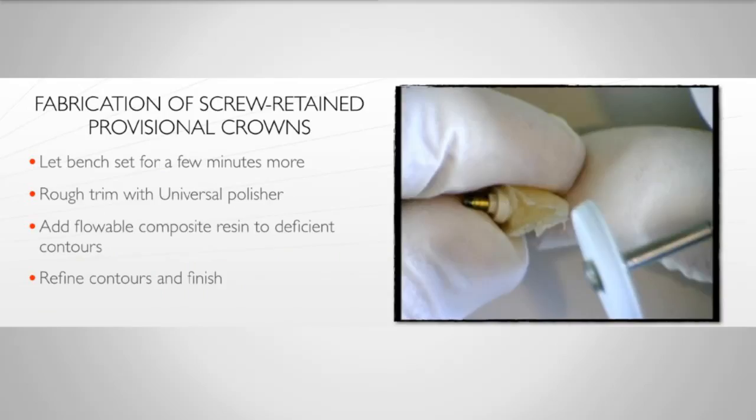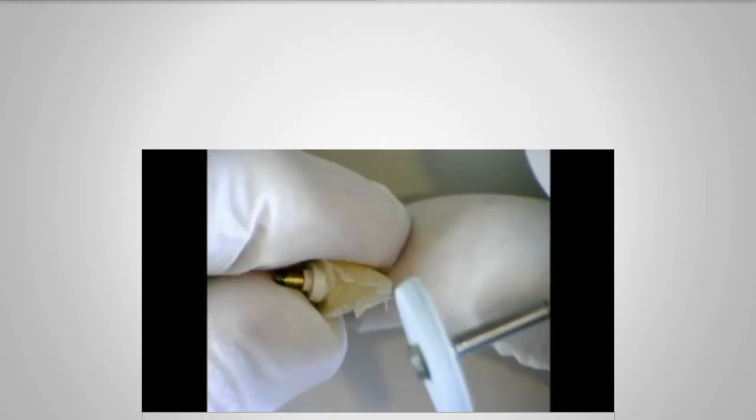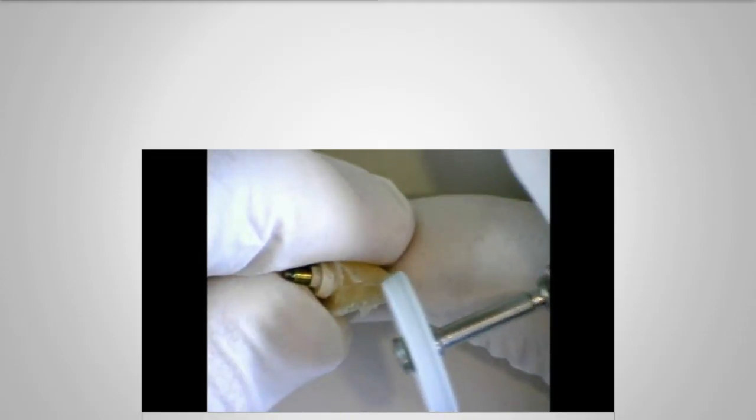All right, so after it's set for a few minutes, you're going to trim it with this universal polisher and add flowable composite to any deficient areas, and then you're going to refine and finish it. I simply use wet pumice wheel to polish it, and then a high shine with whiting or luster on a lathe as well. So notice when I'm trimming or polishing this, I'm not touching the contact area. You want to preserve that.